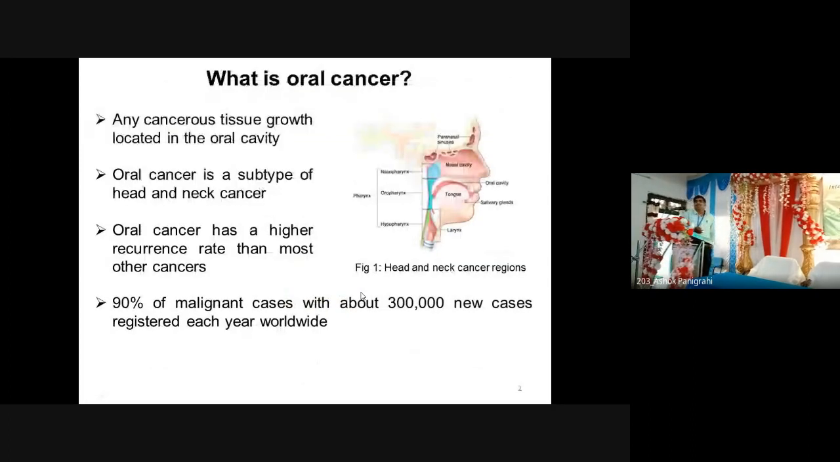In Bengal, Bihar and Odisha, we have a major focus on oral cancer because it is common here.